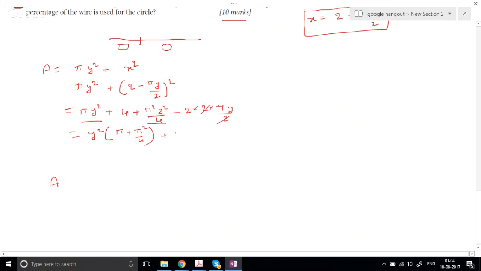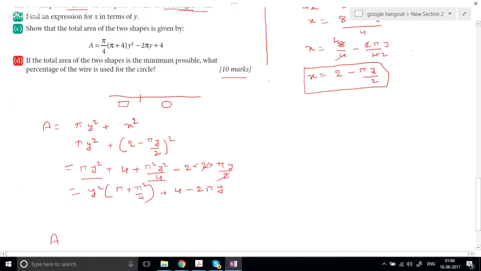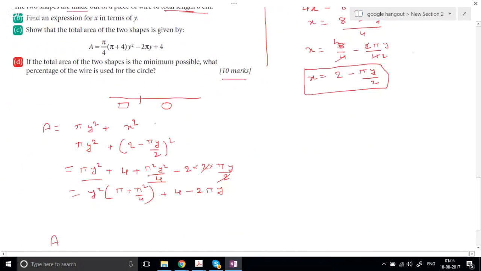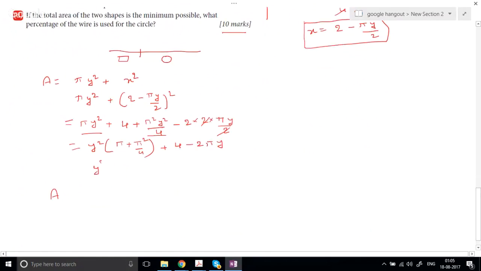plus 4 minus 2 pi y. Is that what we wanted there? Pretty much closer to what we wanted there. Yes, these are almost the same thing. You can simplify this and make it in this form. Now if you want, you can take out pi common. Y square into pi also can be taken common, and if you simplify as LCM, you will have 4 plus pi and 4 outside, plus 4 minus 2 pi y. That is the expression which they wanted.